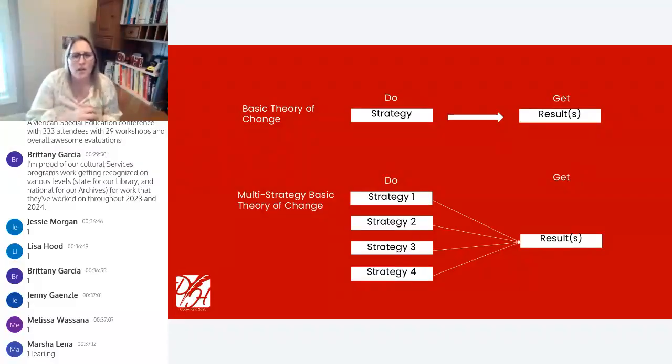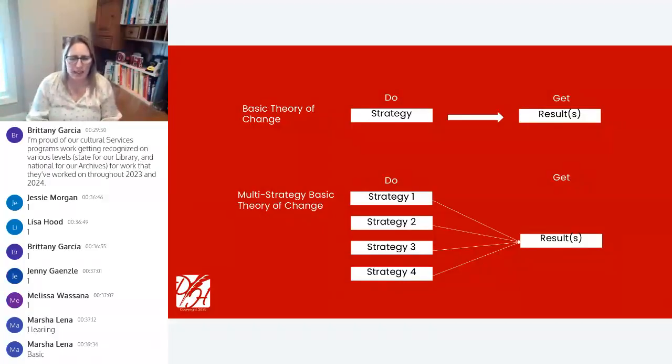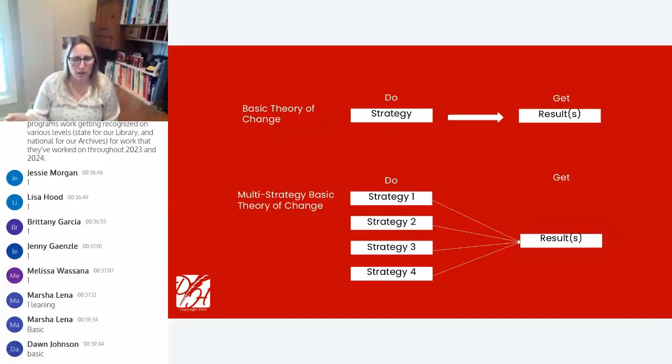Could you let me know in the chat box, based on my initial quick explanation, do you think that your organization has a single strategy, so it's a basic theory of change that you do to get your results? Or do you think it's a multi-strategy theory of change? Go ahead and type basic or multi in the chat box for me if you have a sense of which one might describe your organization. Are you doing one thing primarily to get your results? Or are you doing multiple things to get your results?